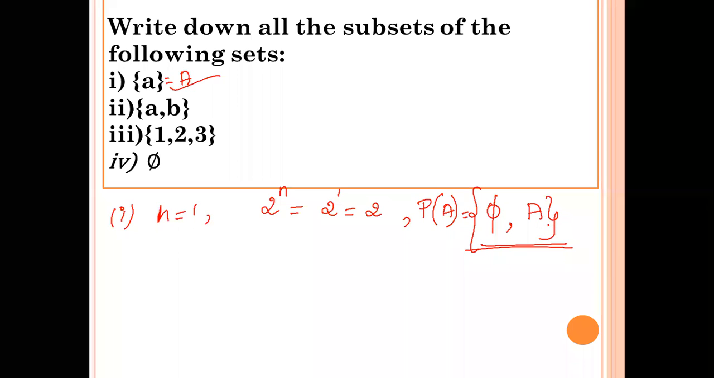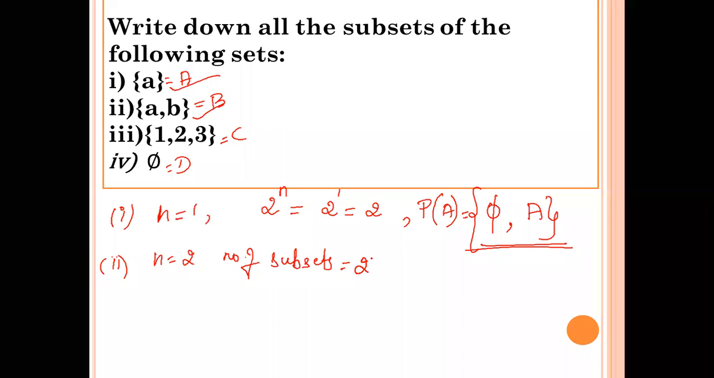So did you get the answer for this? Second one, how many subsets are possible in this? 4. Why? Because how many elements does this set have? If you name it as B, this as C, this as D. The number of elements in B is 2, that is n is equal to 2. So the number of subsets is 2 to the power n, which is 2 square, which is 4.